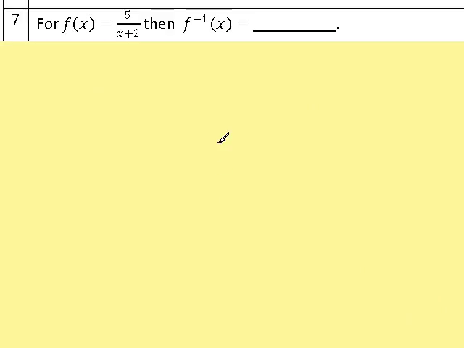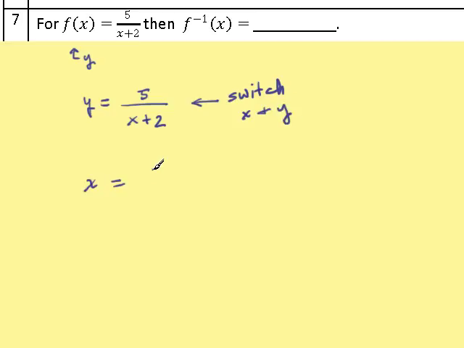Okay, here's another problem where we want to find an inverse. So again, we're going to replace f of x with y. Let's start with that. And now we're going to switch x and y. And now we're going to solve for y.